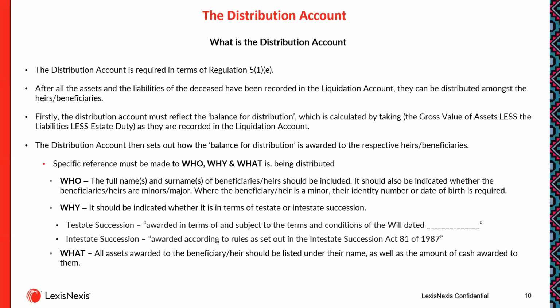So firstly, we need to reflect a balance for distribution, which we calculate by taking the gross value of our assets, less our liabilities, less our estate duty, which we've indicated already in our cash recon.